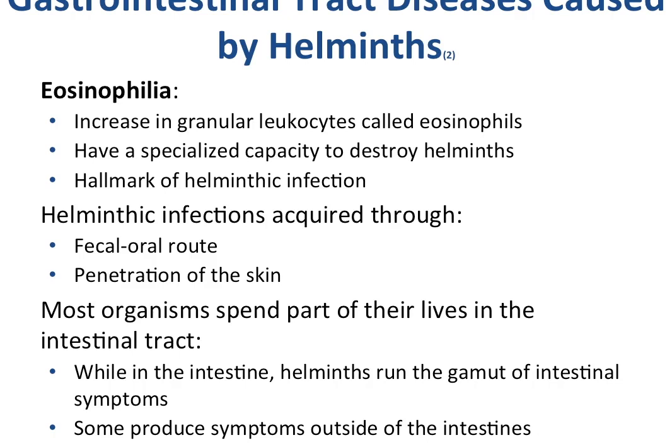That means an increase of eosinophils in the blood. This is a characteristic of helminthic infection. The transmission route is the fecal-oral route. Most infections are through the fecal-oral route. However, some portion is through direct penetration of the skin. Most helminths spend their lives in the intestinal tract.